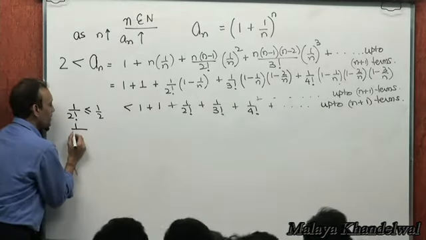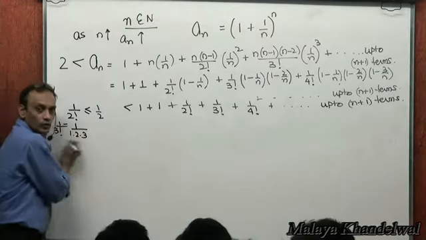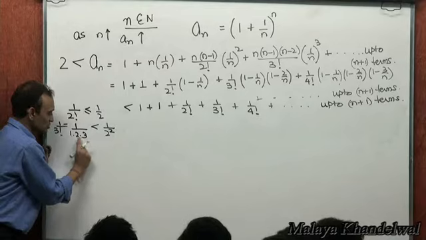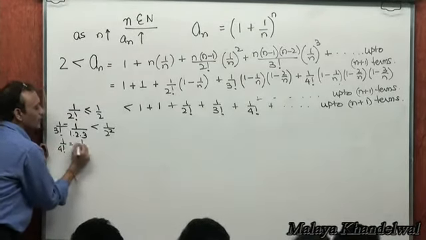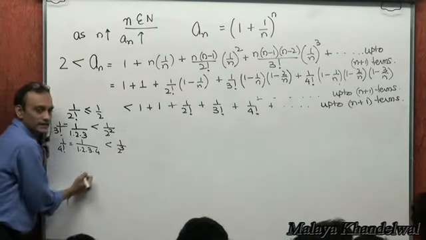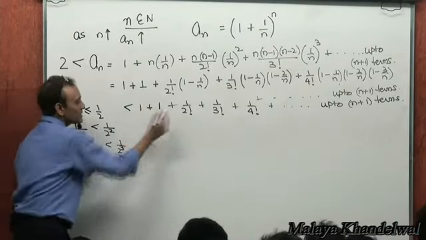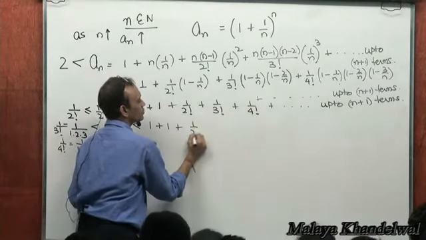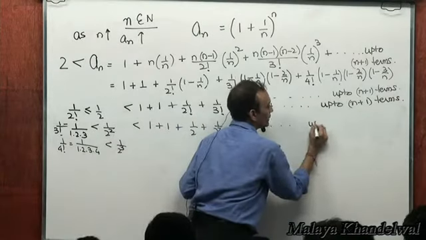Now tell me, 1 by 3 factorial, which is 1 into 2 into 3. Right? Can I say it's less than 1 by 2 squared? Because see, 1 by 4 factorial, which is 1 into 2 into 3 into 4, would be less than 1 by 2 cube. Can this be said? That means this is less than 1 plus 1 plus 1 by 2 plus 1 by 2 squared plus 1 by 2 cubed up to n plus 1 terms.